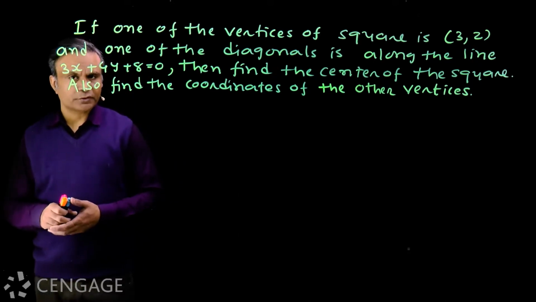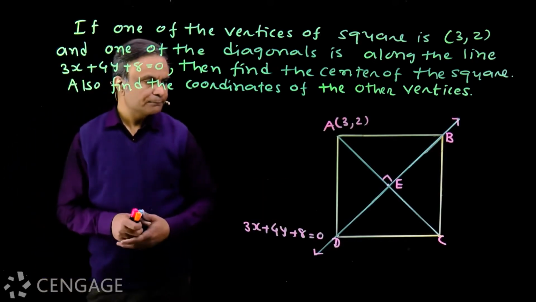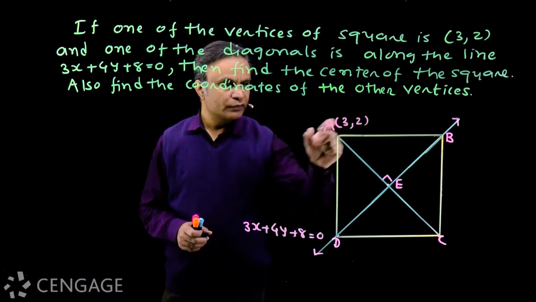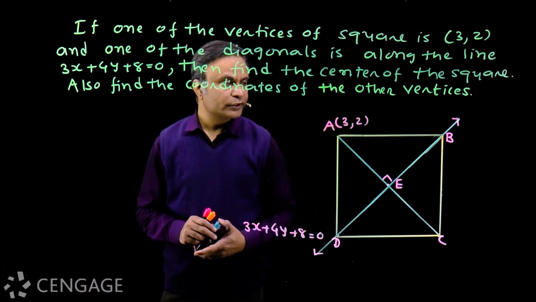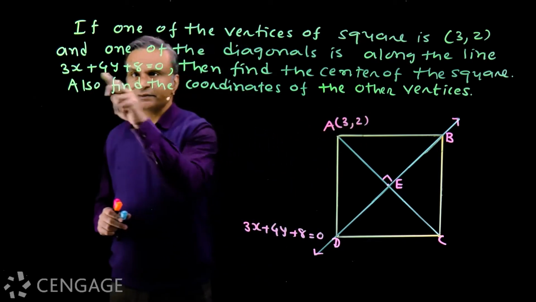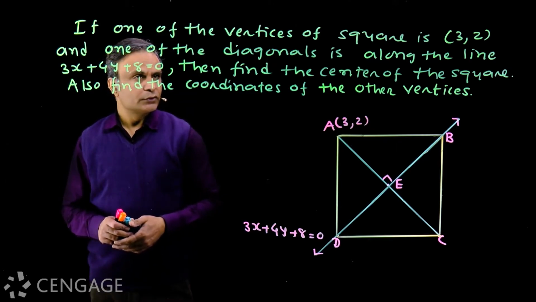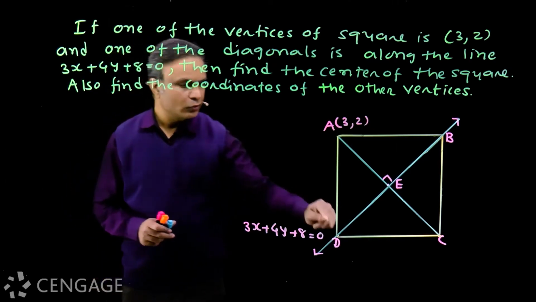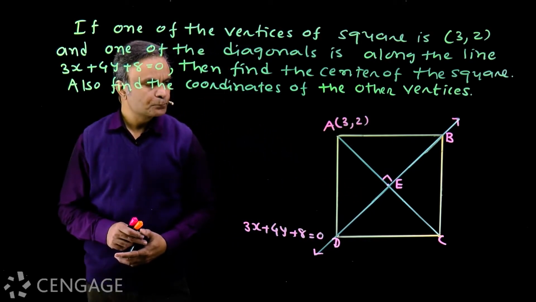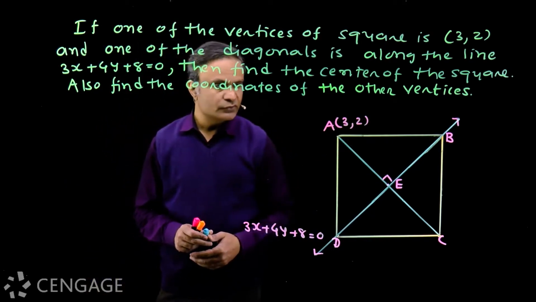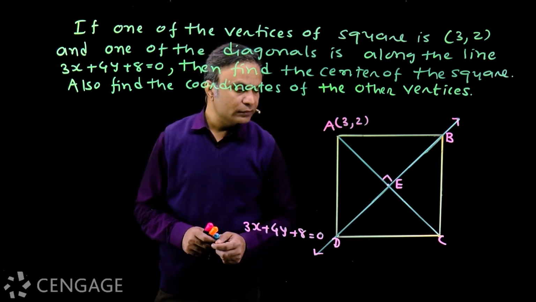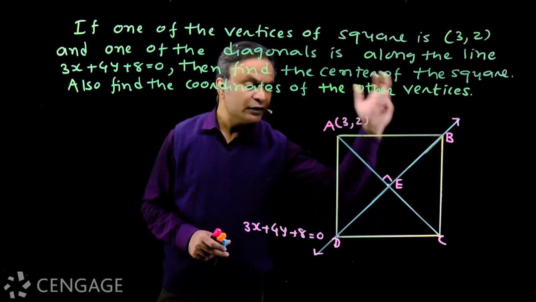Now first of all, let's draw the figure. We have square ABCD. Coordinates of vertex A are (3, 2). Clearly these coordinates do not satisfy this equation. So this line is along diagonal BD, which is not passing through vertex A. E is the center of the square. We have to get the coordinates of center E and coordinates of the other vertices D, C and B.